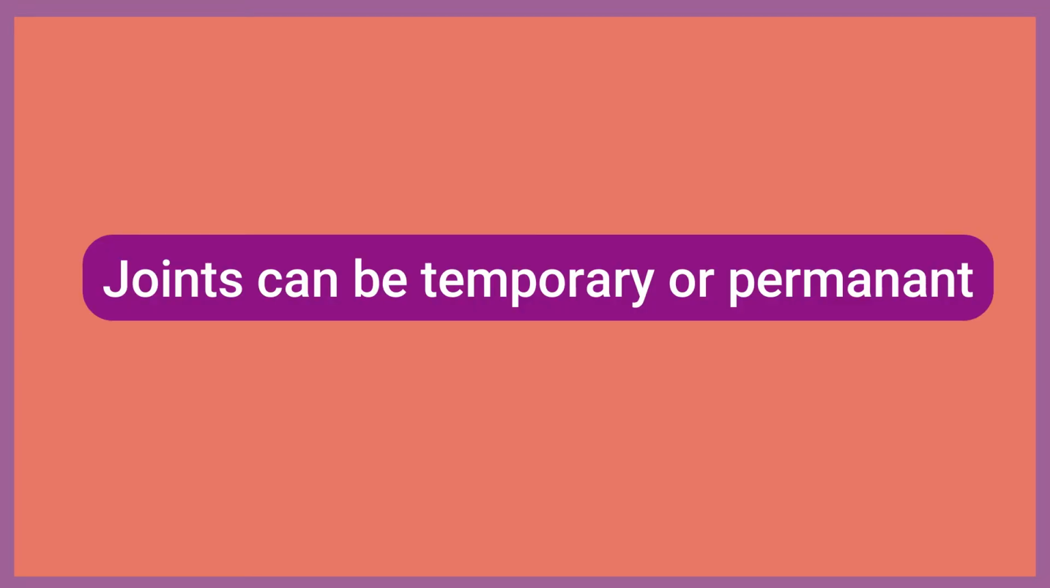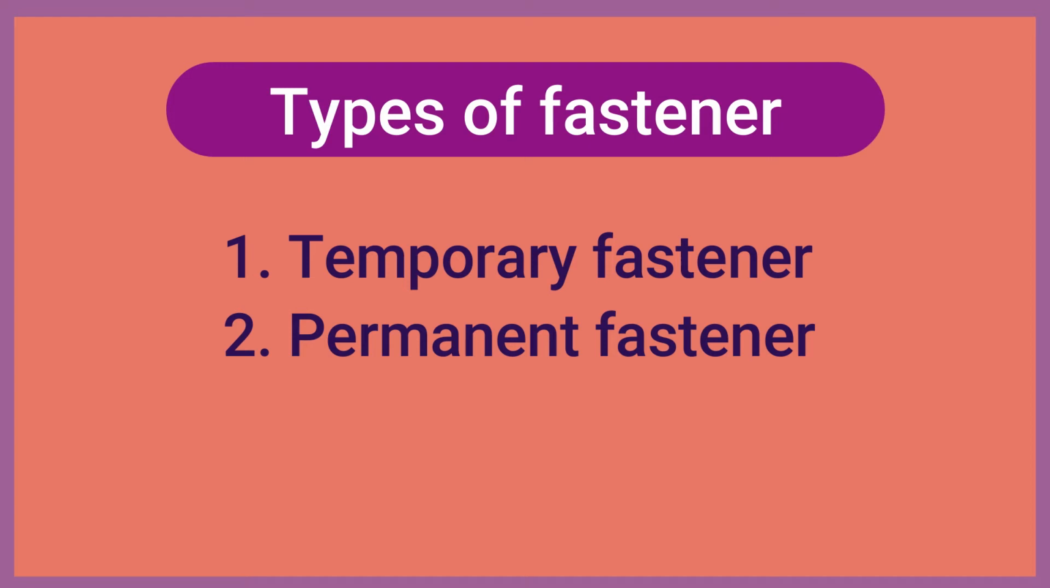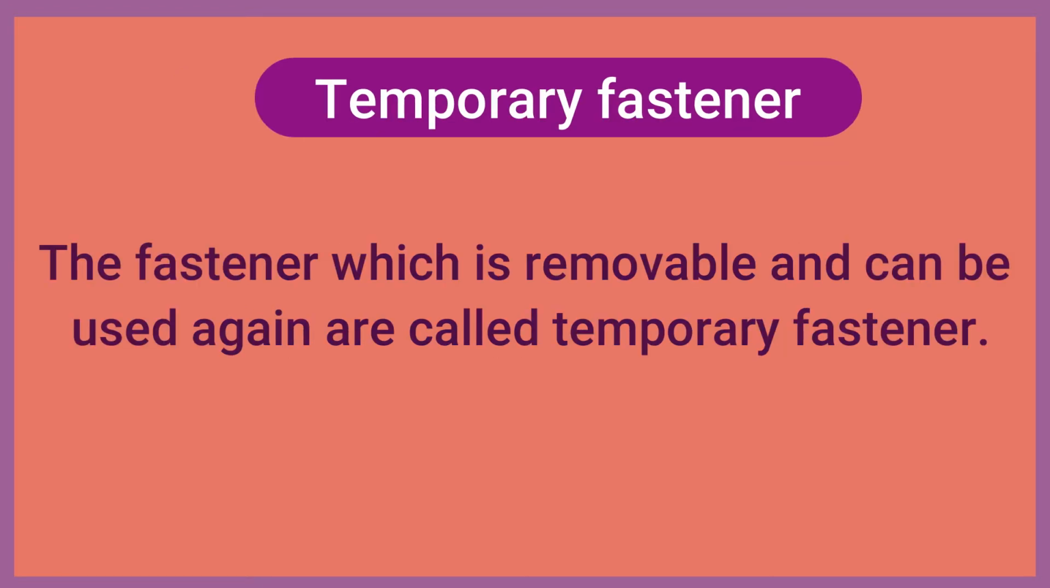But joints can be temporary or permanent. So based on joints, there are two types of fasteners: temporary fasteners and permanent fasteners. So let us know one by one with examples. Temporary fastener. The fastener which is removable and can be used again is called a temporary fastener.